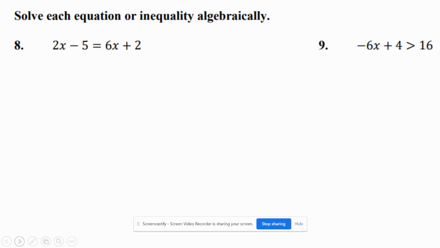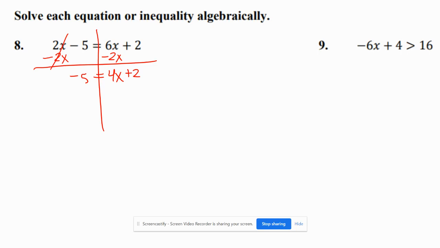All right, number 8, we can solve these algebraically, 8 and 9. So 8 is an equation. We'll drop our line down the middle. Multiple ways of doing it, but this is just how I would go about doing it. Subtract 2x to get them to the right where they are bigger. These cancel, bring down the -5. 6x minus 2x gives us 4x, bring down the +2.